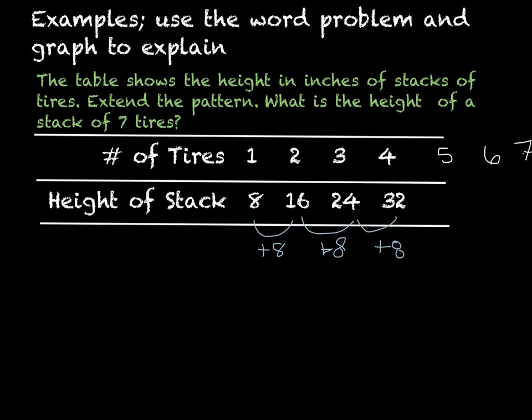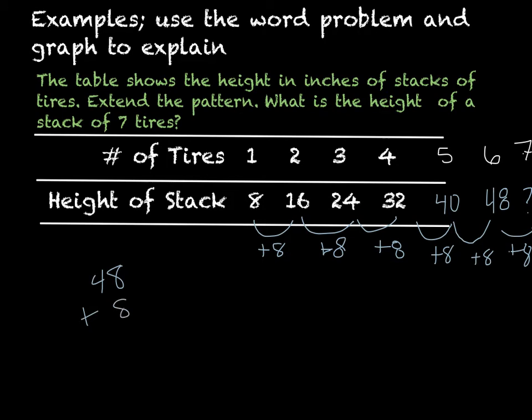So if we continue this pattern, if we add 8 to 32, we would get 40. And then if we add 8 to 40, we would get 48. So to get to 7, we would need to add 8 again. So 48 plus 8 is 56.